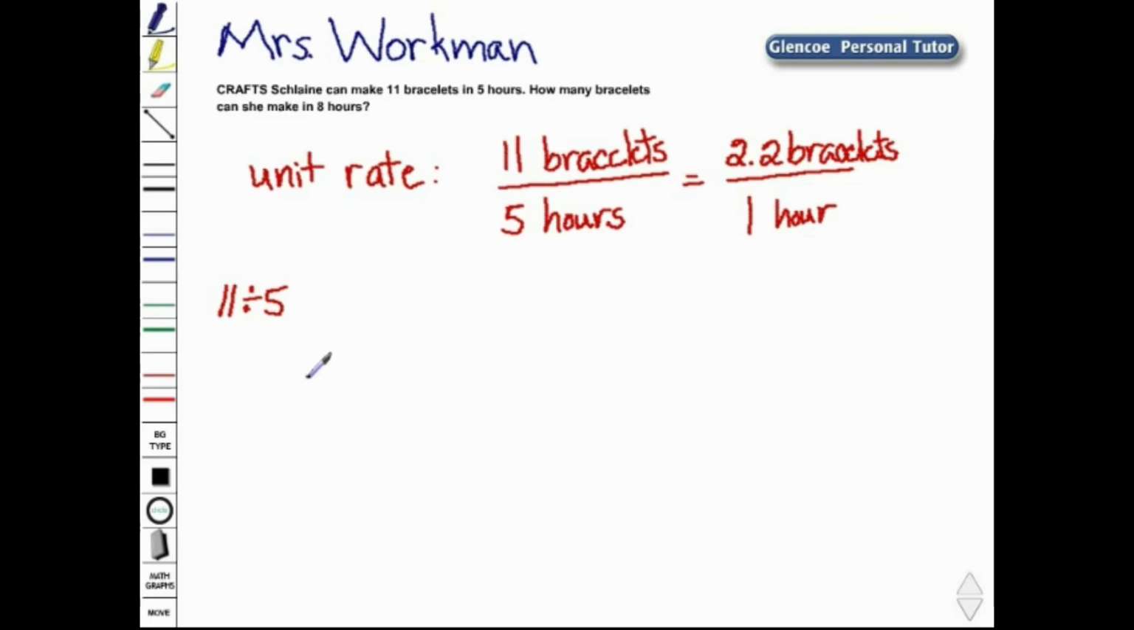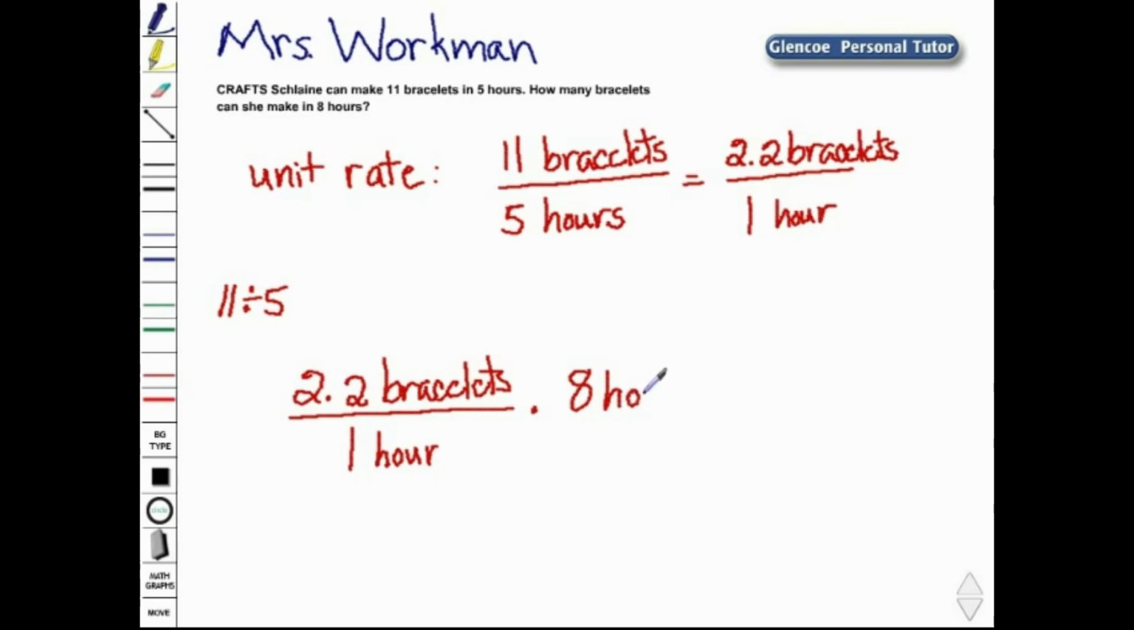Now, using the unit rate, 2.2 bracelets in 1 hour. We're interested in knowing how many bracelets Shalane can make in 8 hours. So we're going to multiply the unit rate by 8 hours. I'm going to write that as 8 hours over 1. These common units divide out.